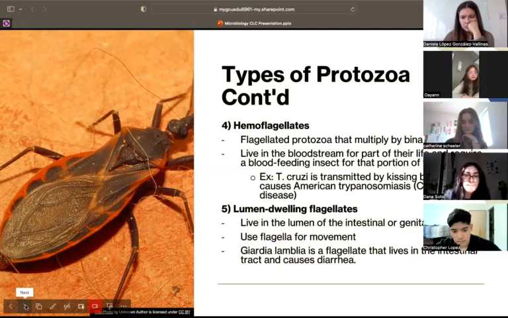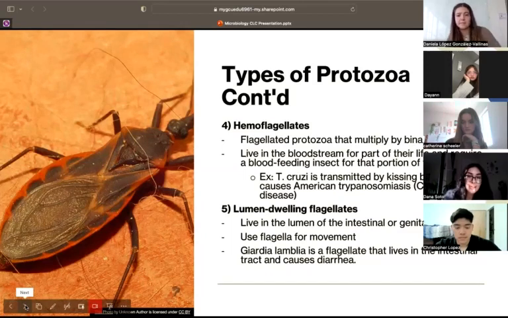And then number 5, I wrote lumen-dwelling flagellates, and they live in the lumen of the intestinal or genital tract, and they use flagella for movement. And Giardia lamblia is a flagellate that lives in the intestinal tract and causes diarrhea.